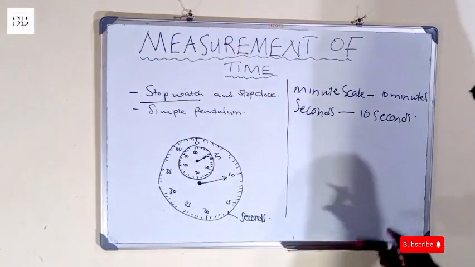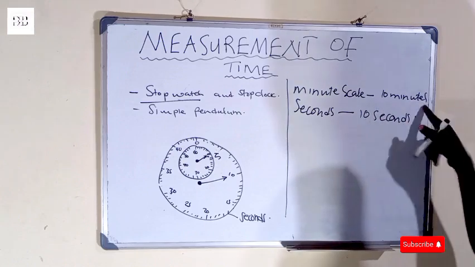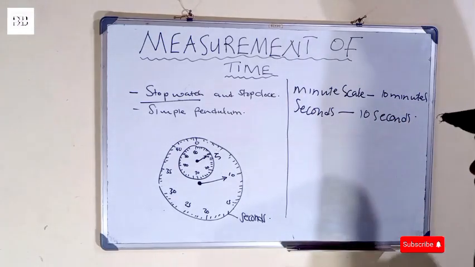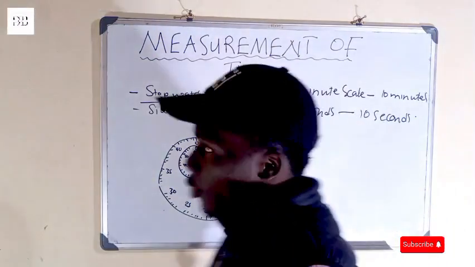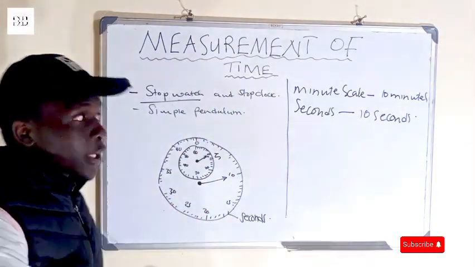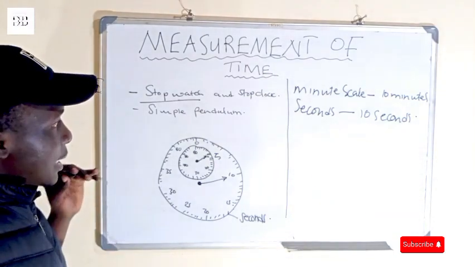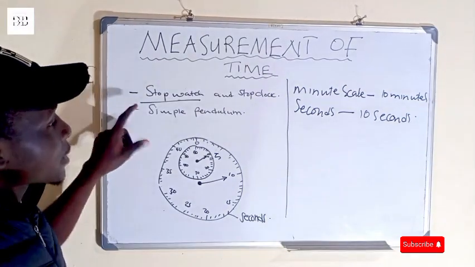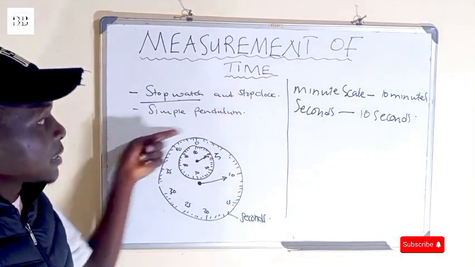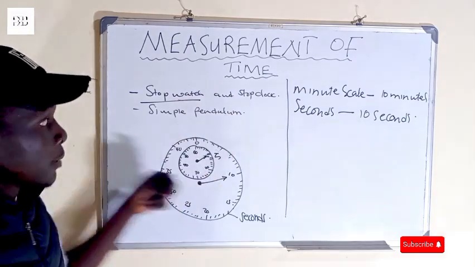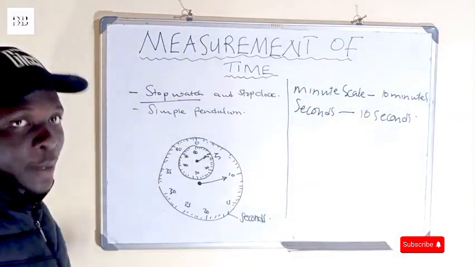So finally, you just say the time was 10 minutes, 10 seconds. And that is all about the stopwatch and how you can take measurements using it. What they will mostly examine you about is the simple pendulum, because it is the one that is used in most cases.